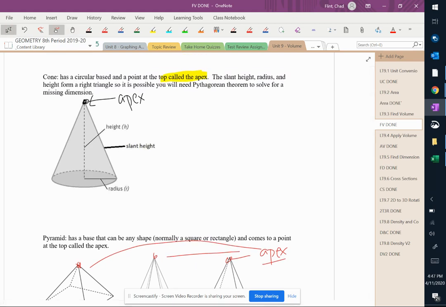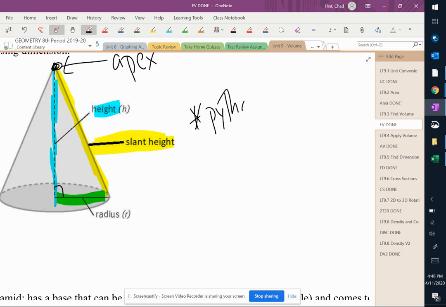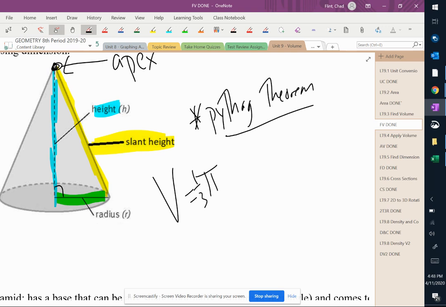The other thing is you've got this slant height here, and the slant height is the literal slanted height down the side. The slant height, the actual height, and the radius of that thing form a right triangle, which means it's possible we have to do some sort of Pythagorean theorem if we're missing one of the dimensions and we need it in the formula. The formula for the volume of a cone is 1/3 pi r squared h. So we need the height and the radius, which means sometimes they'll give us the slant height.